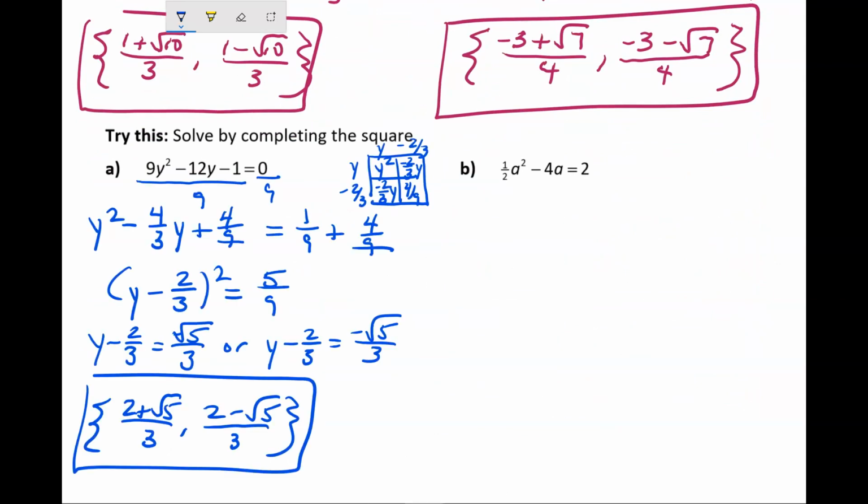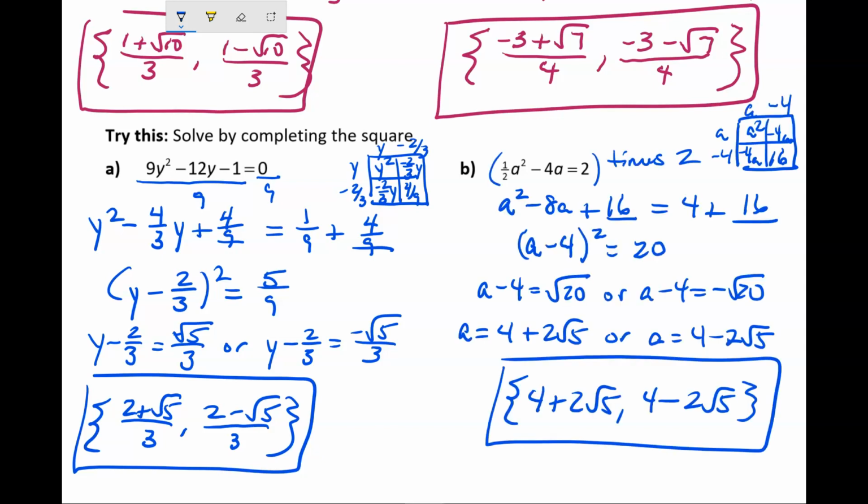Here are the solutions to this one. Now when you try B, we're going to be dividing by 1/2. Now think about this. Dividing by half is equivalent to multiplying by 2. So start there. Okay, there are solutions 4 plus 2 root 5 and 4 minus 2 root 5.